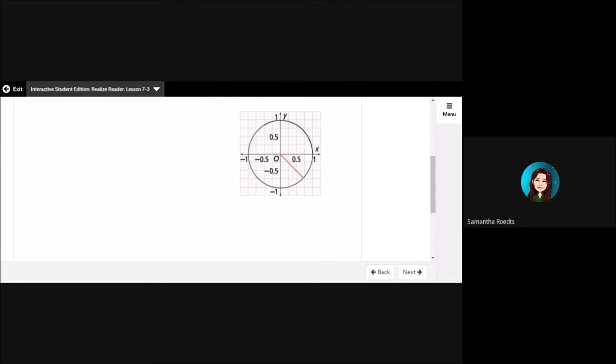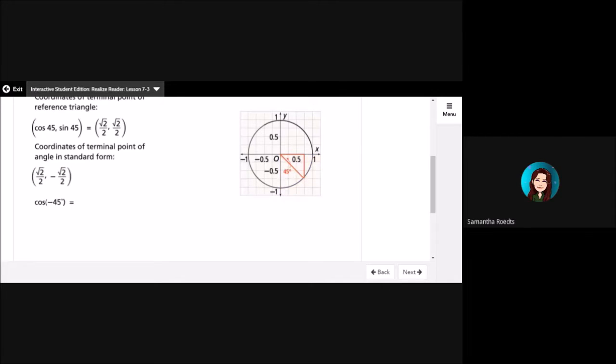What are the sine and cosine of a negative 45-degree angle? A reference triangle for a negative 45-degree angle contains a 45-degree angle. That means that the coordinates of the terminal point of that angle are square root of 2 divided by 2, square root of 2 divided by 2. Once again, the correct values have been found, but the signs of the values need to be determined. The negative 45-degree angle is in quadrant 4, so the cosine is positive and the sine is negative. The cosine of negative 45 degrees is square root of 2 divided by 2. The sine of negative 45 degrees is negative square root of 2 divided by 2.